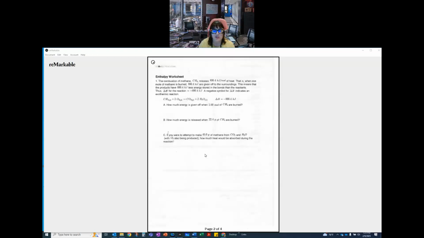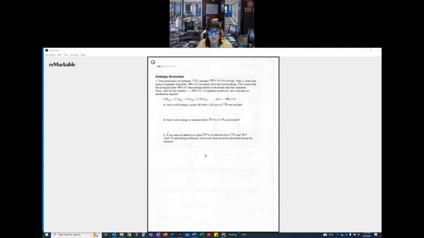Let's see what else we've got. The combustion of methane, CH4, releases 890.4 kilojoules of heat. That is, when 1 mole of methane is burned, 890.4 kilojoules are given off to the surroundings. This means that the products have 890.4 kilojoules less energy stored in the bonds than the reactants. Thus, delta H for the reaction equals negative 890.4 kilojoules. Negative symbol for delta H indicates an exothermic reaction.